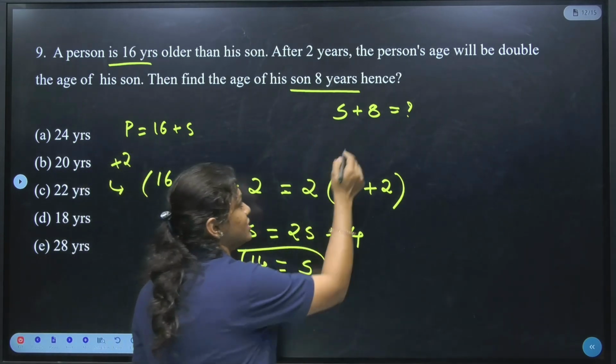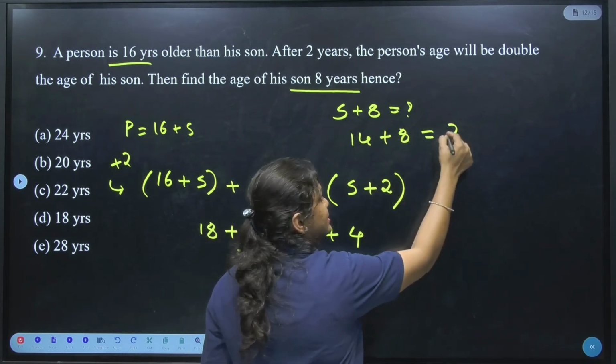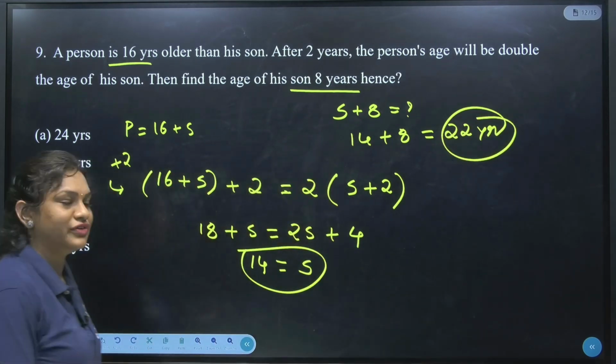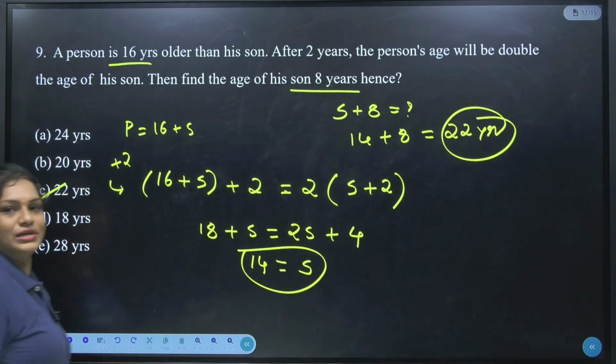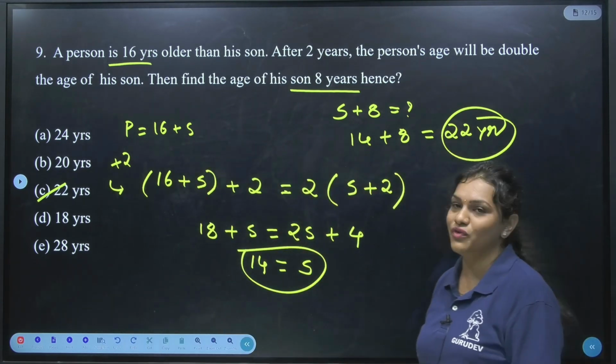Which means at present the age of the son will be 14, and plus 8 will be how much? Isn't it 22 years? So the right answer for this question is what? 22 years. Is it clear? I hope it is clear for each and every one. So let's move on to the next question.